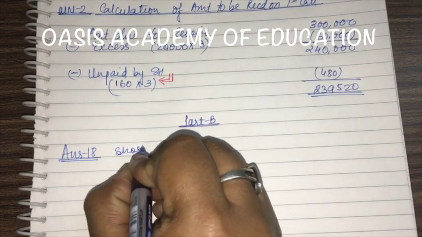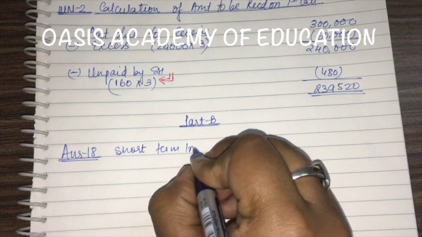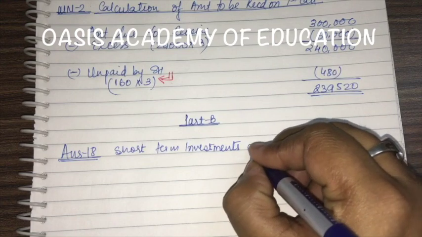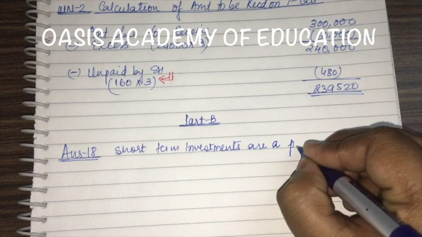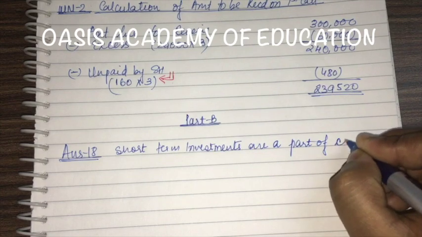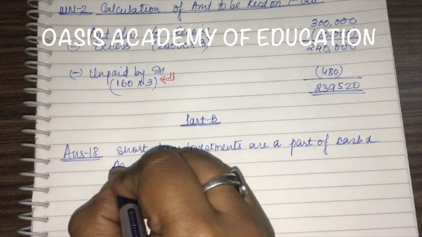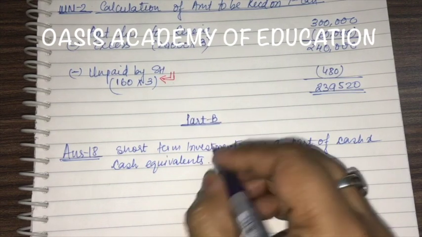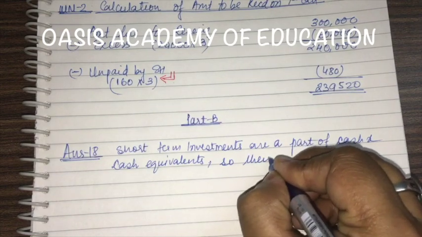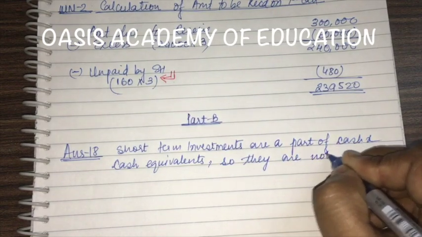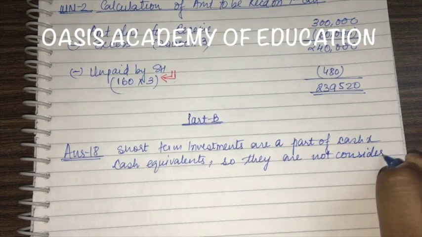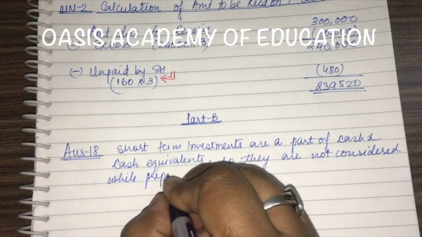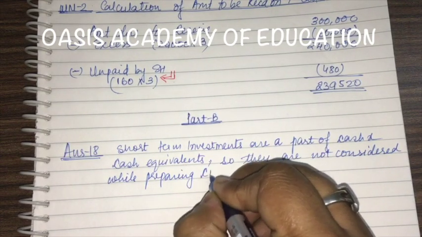Since the question uses the term short-term investments, I'm going to use the same. Short-term investments are a part of cash and cash equivalents, so they are not considered while preparing cash flow statements.